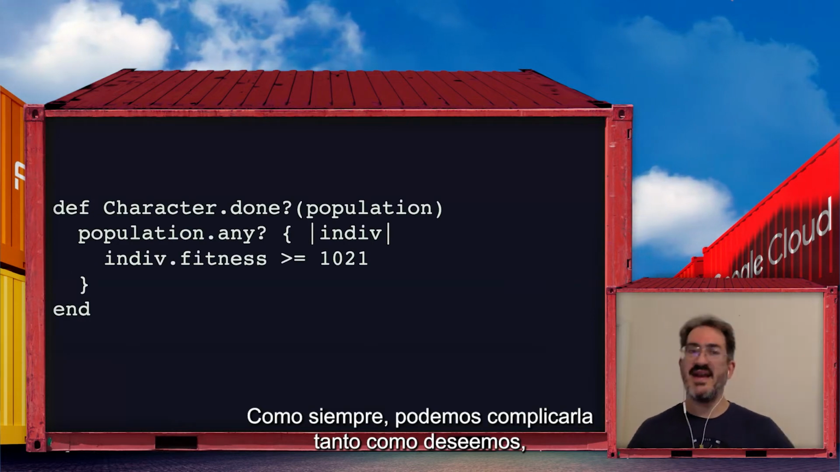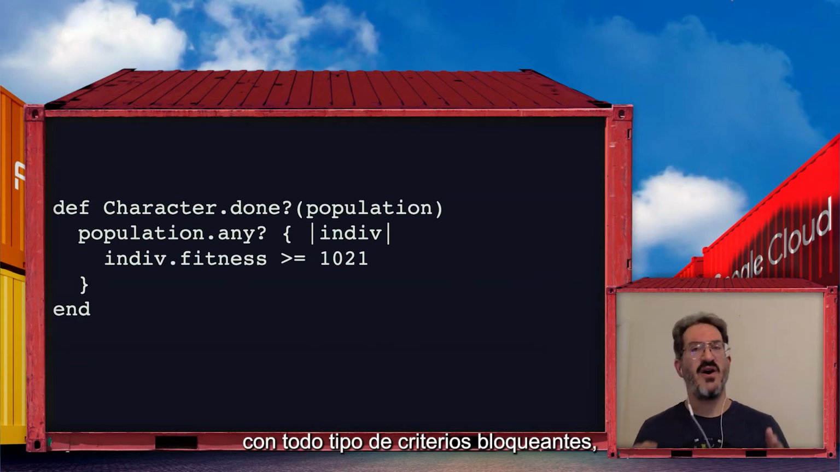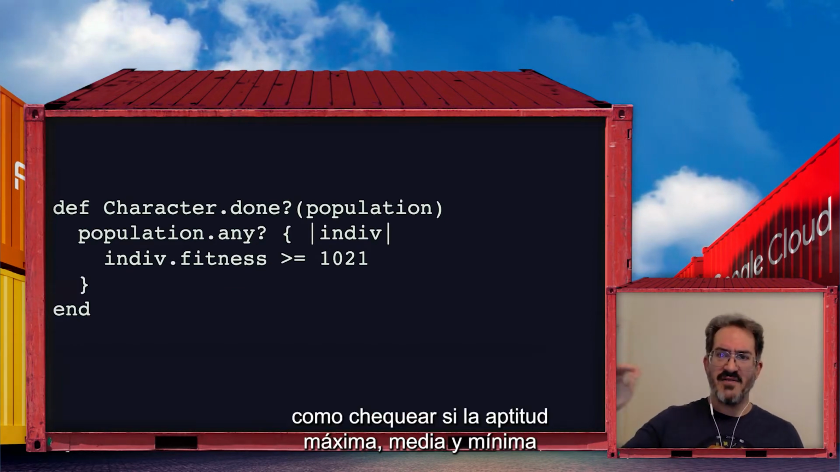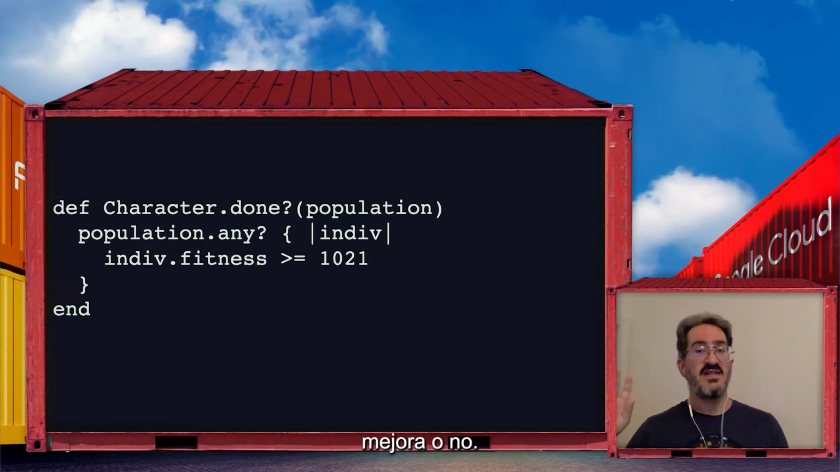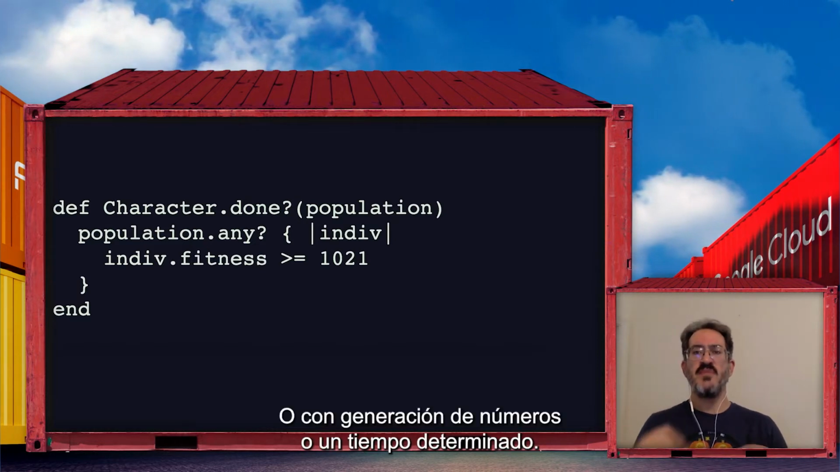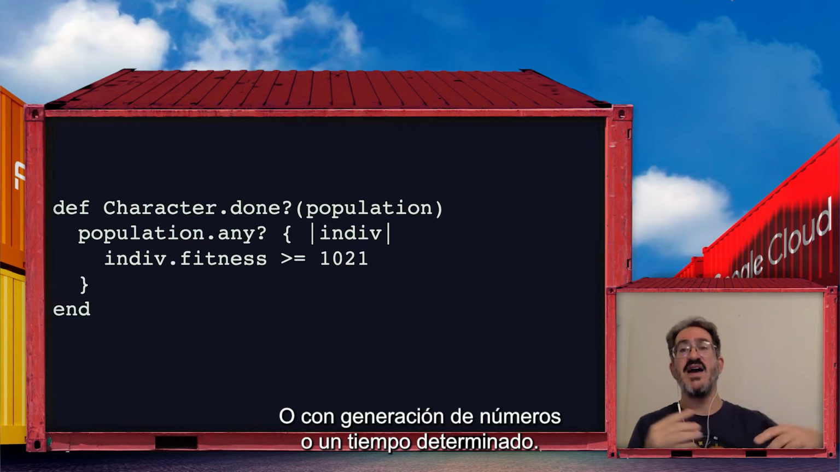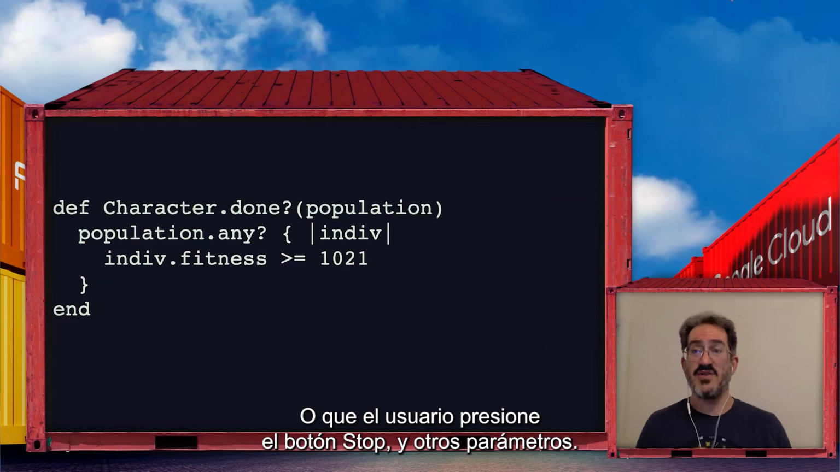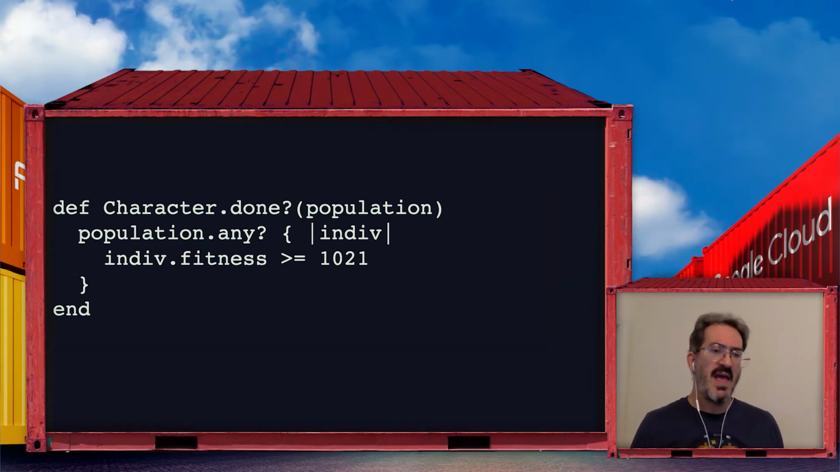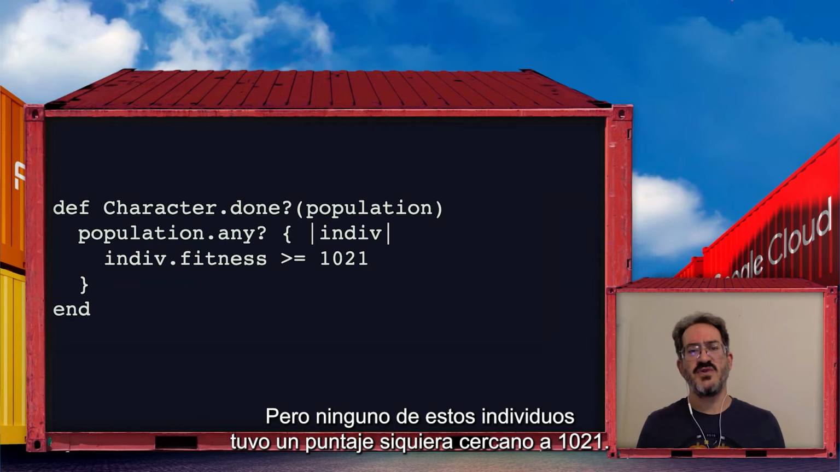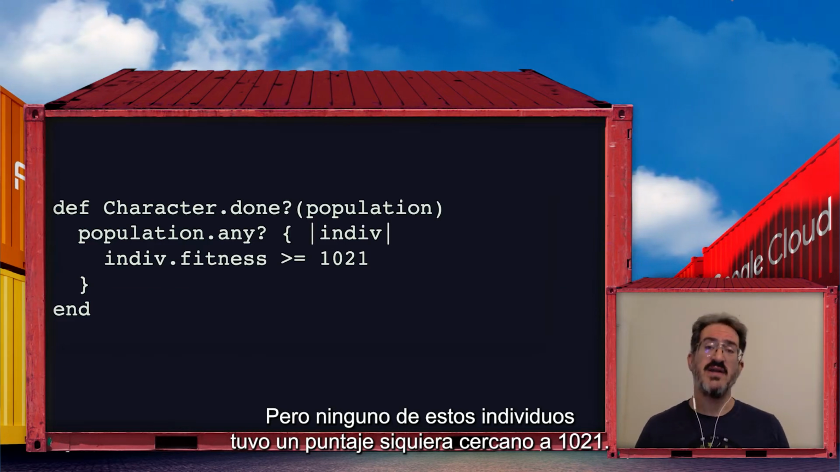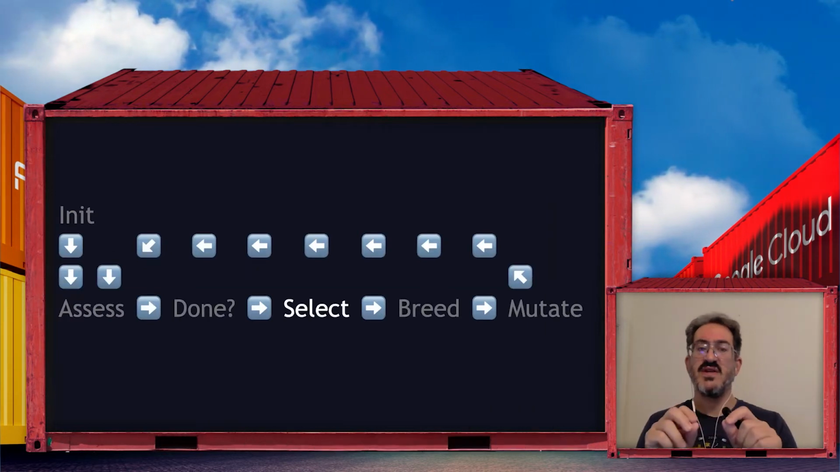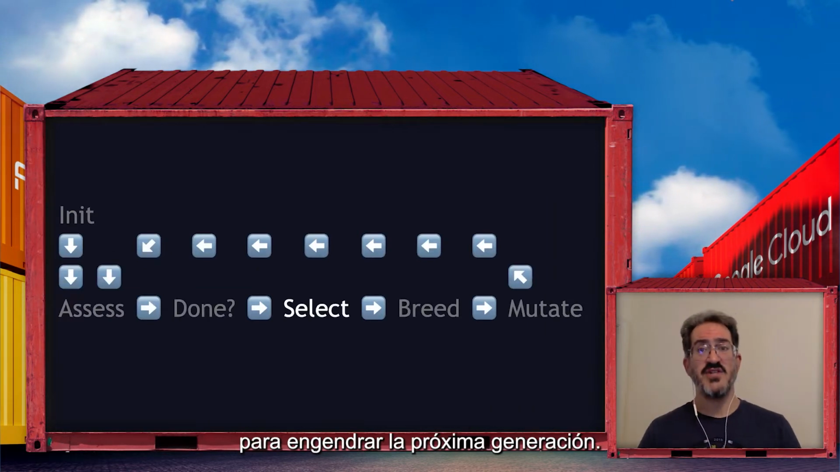As usual, we can get as complex as we want with all kinds of other stopping criteria, like checking if the maximum, average, or minimum fitness is not improving, or some number of generations, or some amount of time, or if the user presses a stop button, or many other parameters, or a combination of them. Anyway, none of our current individuals score anywhere near 1,021, so we go on to the next step, which is to select some individuals to use in breeding the next generation.